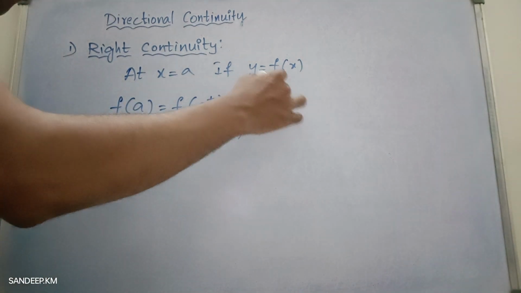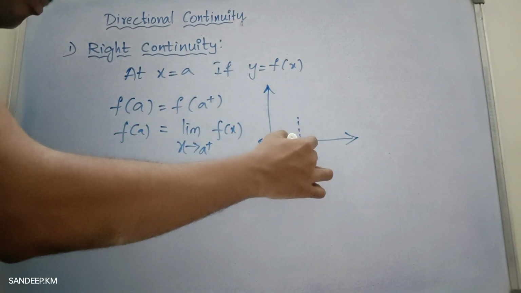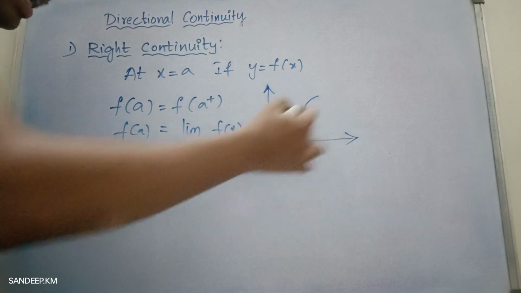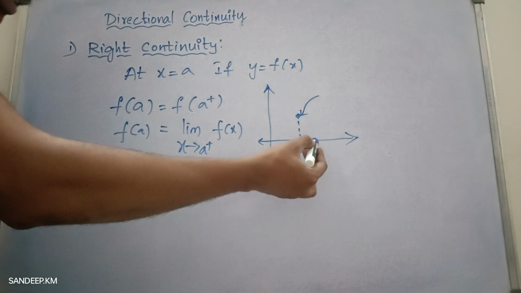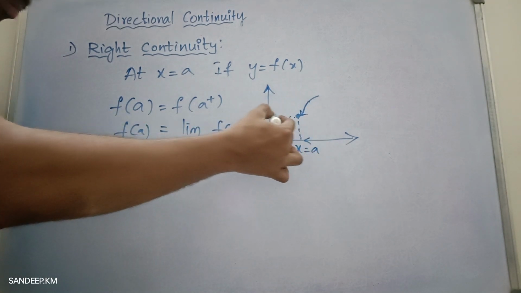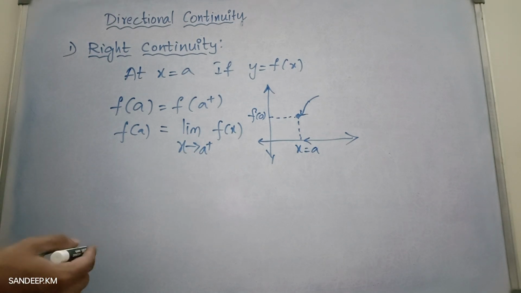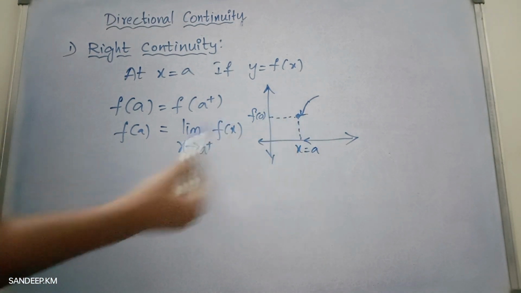Graphically, if you want to understand, look at this. At x is equal to a, the value of the function is the same as its right hand limit. As x approaches a from the right side, the value of the function is approaching the same number. What is that number? Let it be f of a. Then we say that the function is right continuous, if the right hand limit is equal to the value of the function.